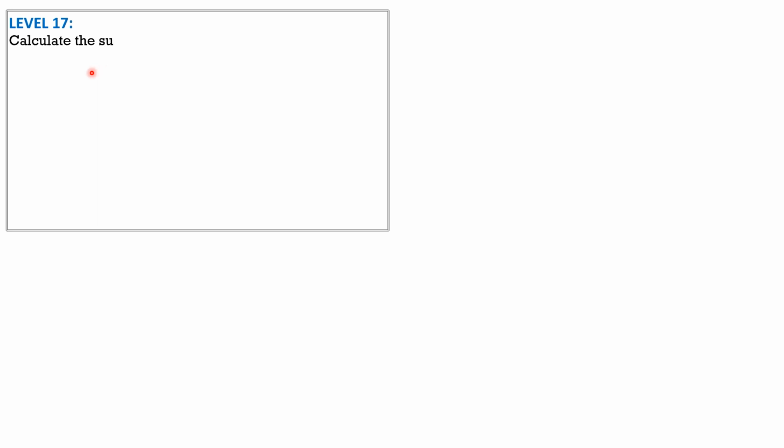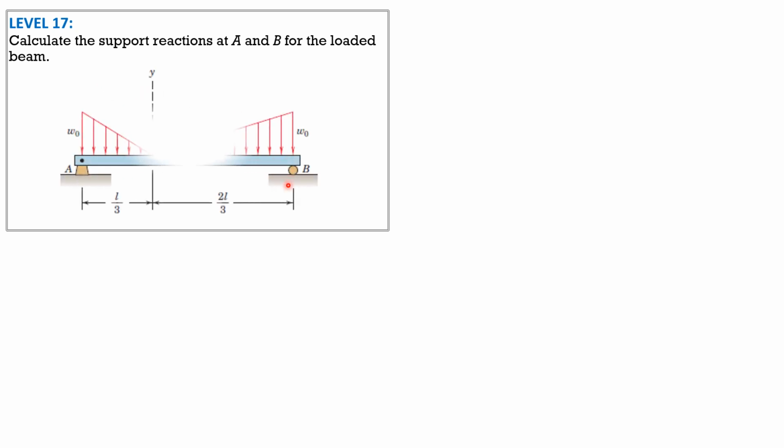Level 17, calculate the support reactions at A and B for the loaded beam. So here is the given figure. So for the solution, let's call this equivalent loading in this left triangular loading as F1 and in the right part F2. The distance of F1 from the left is 1/3 of L over 3, so it is L over 9, as shown. Then F2 from the right is 1/3 of 2L over 3, so 2L over 9. The span is L. So for the reactions, we have AY, AX is 0, R sub B.